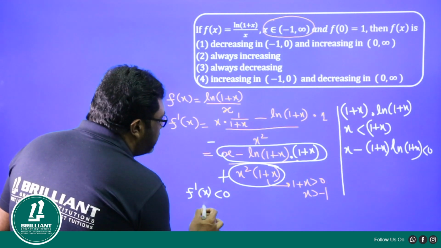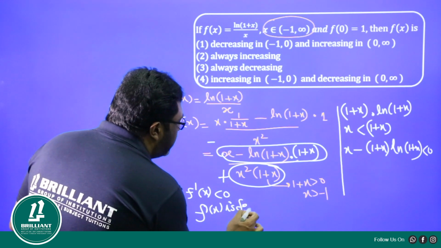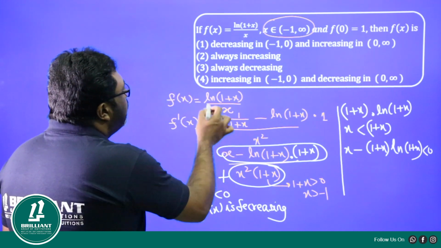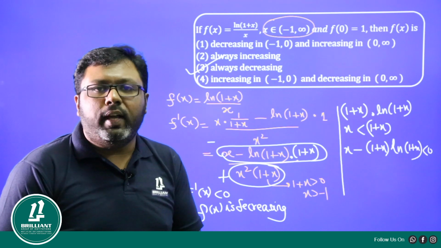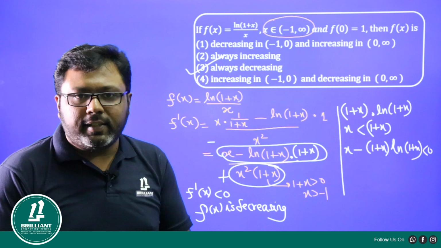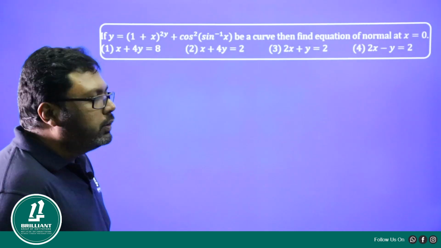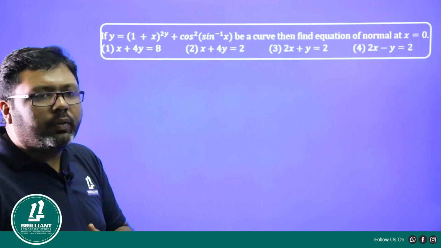So my denominator is always positive and my numerator is always negative. Okay, so because it is always negative, my f dash of x is definitely less than 0. So definitely less than 0 means f of x is decreasing. f of x is decreasing always, which is my option 3. The third option, it is always decreasing. Is it understood, all of you? Yes. Now, let's go to the next question.